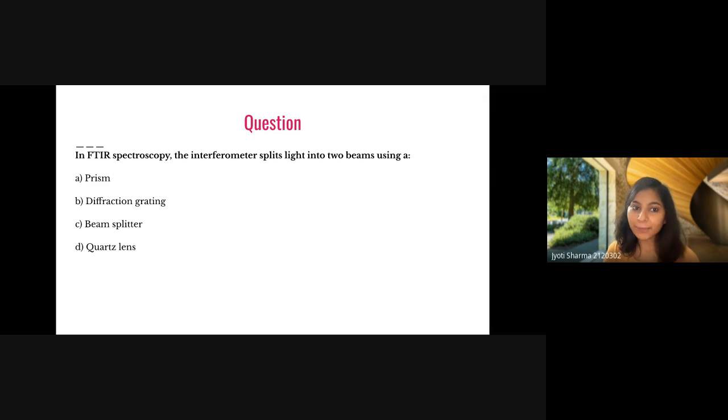Okay, the other type of spectroscopy is FTIR. You can tell me the full form of this. No doubt I will tell you. But in that, we also have one interferometer, and that splits light into two beams. And you have to tell me using what. So we have four options: prism, diffraction grating, beam splitter, and quartz lens. And I got answer C from Priscilla. Yes, I also agree. So C is the right answer.